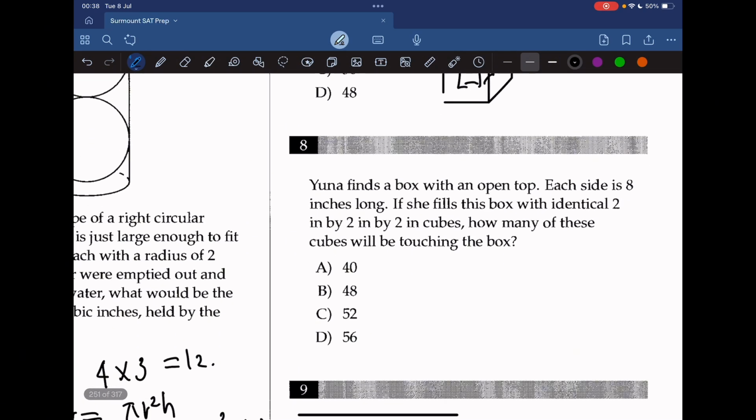Okay. Question 8, Una finds a box with an open top. Each side is 8 inches long. If she fills the box with identical 2 inches by 2 inches by 2 inches cubes, how many of these cubes will be touching the box?